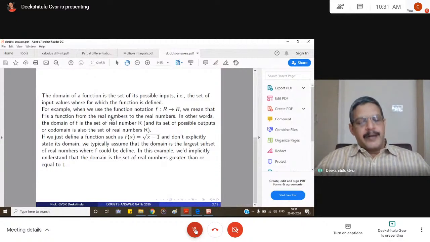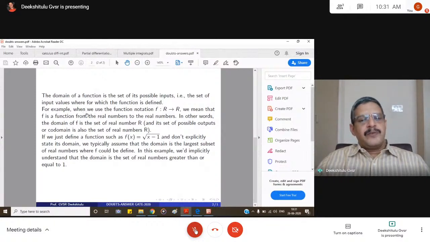Explain what is the domain of a function with an example. Yes, this is the answer for that. Please follow this. The domain of a function is the set of all possible inputs, that is, the set of input values for which the function is defined. So if you define a function, what are the values it can take as input? The set of all those points is called the domain.